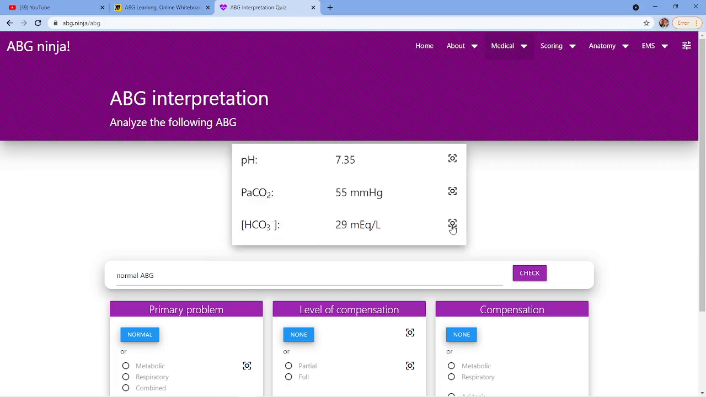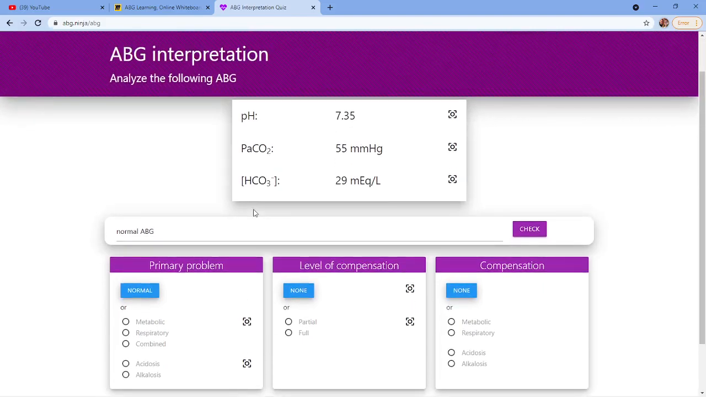Our bicarb from the kidneys is 29. It's a little elevated, but remember, bicarb is basic. CO2 is acidic. So bicarb balances out the acid, right? It soaks up the acid. It's like a sponge. So we have a little bit of excess bicarb, making us basic, and it's actually doing a good enough job to keep our pH within normal limits.